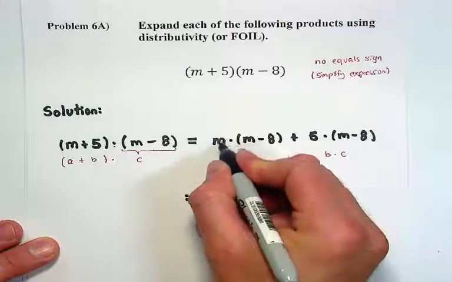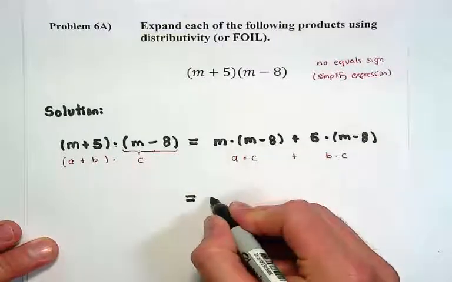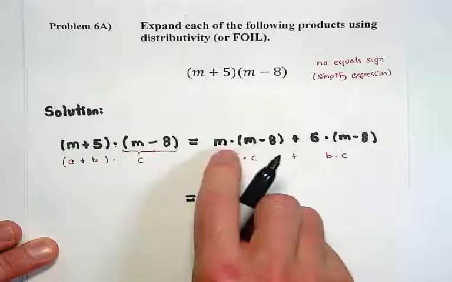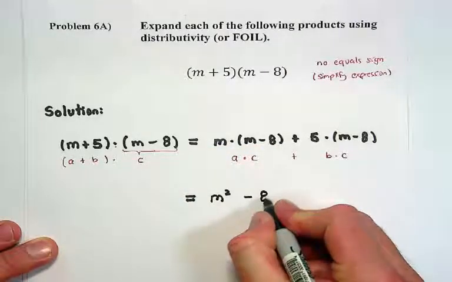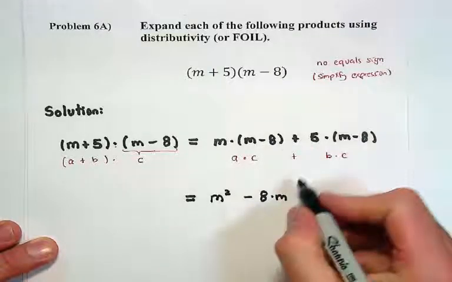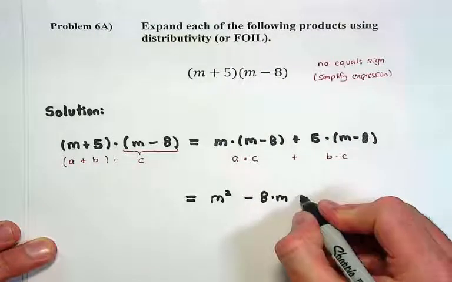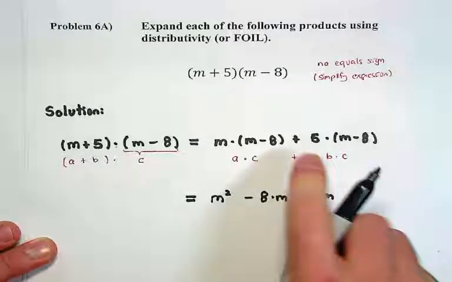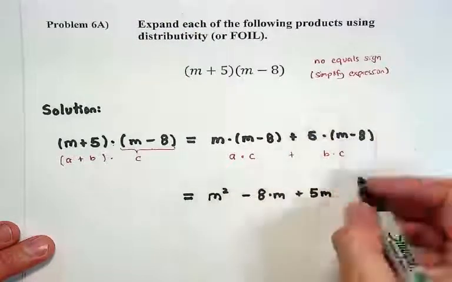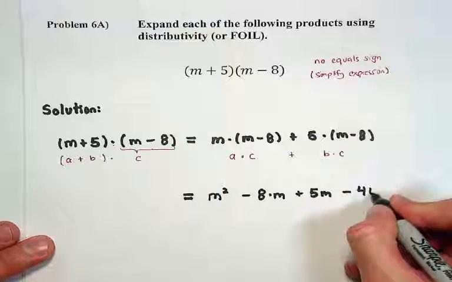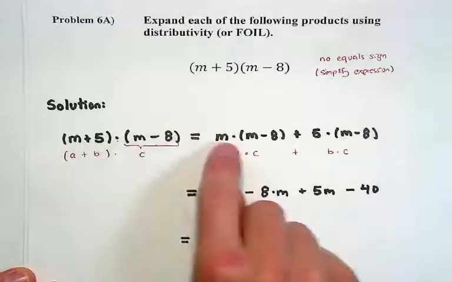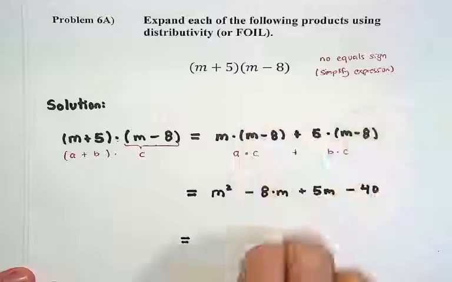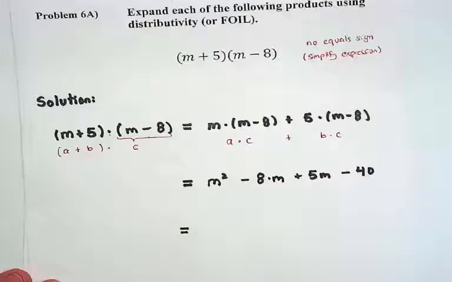I know now that this is m times m, which is m squared. Now I have m times negative 8, which would be negative 8 times m. Here I have 5 times m, which would be 5m. And then here I have 5 times negative 8, which would be negative 40. Once we've gotten to this, using both right distributivity and left distributivity twice, we can now do something called combine like terms.